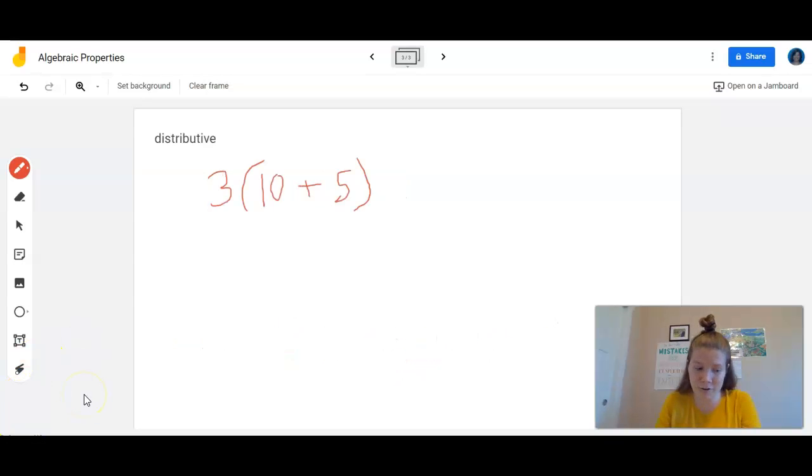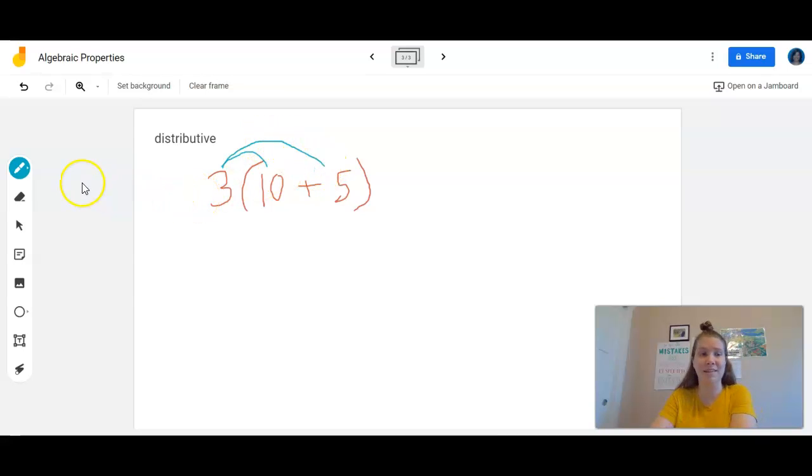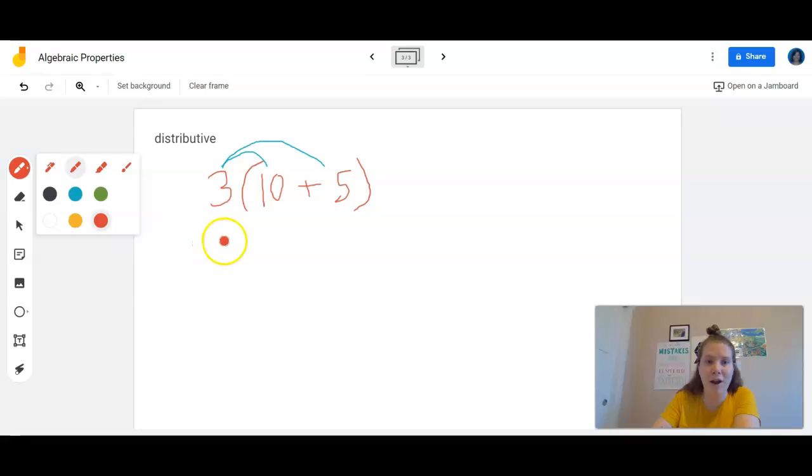Now, just as important, but in my mind much more interesting, is the distributive property. The distributive property tells me that when I am multiplying by a bunch of stuff inside parentheses, I have to multiply by everything inside those parentheses. For me, the way I remember is I imagine a beautiful rainbow going from the number that's being multiplied to everything in the parentheses. And this is true no matter how many things there are inside your parentheses.